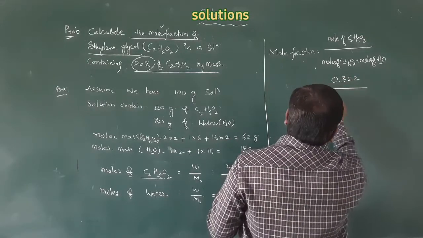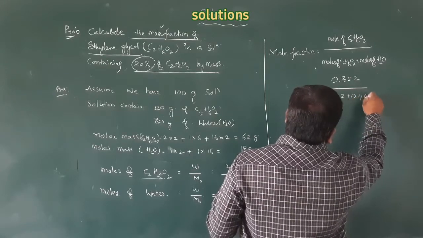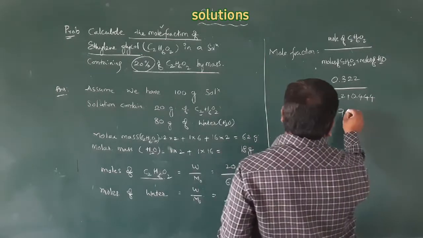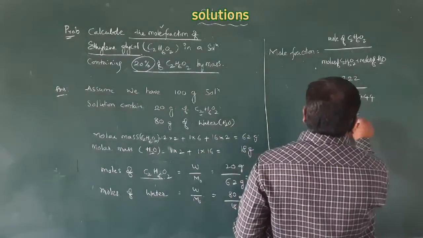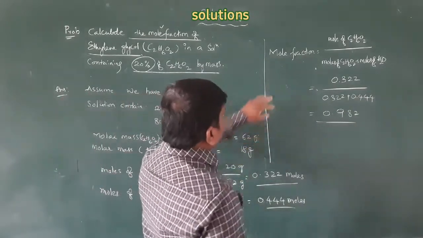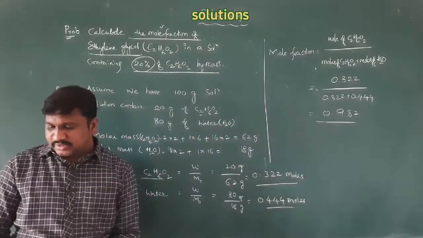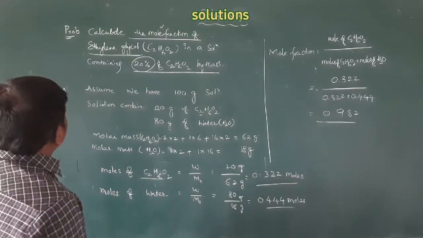So that is equal to, what is the number of moles of ethylene glycol? 0.322 by 0.322 plus 0.444. So that is equal to 0.982. So this is the mole fraction of ethylene glycol. Similarly, we can find the mole fraction of water also. Okay, so this is the problem. So next we will move on to the solubility of solutions.